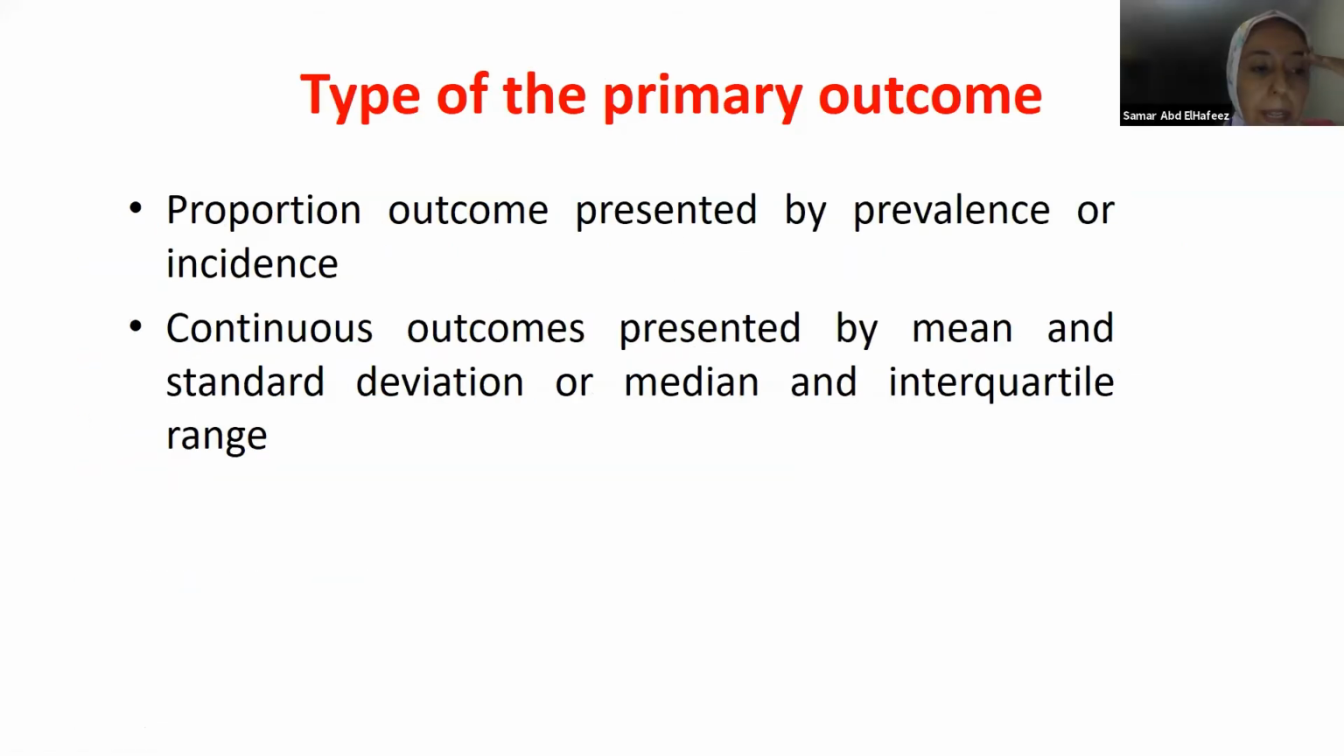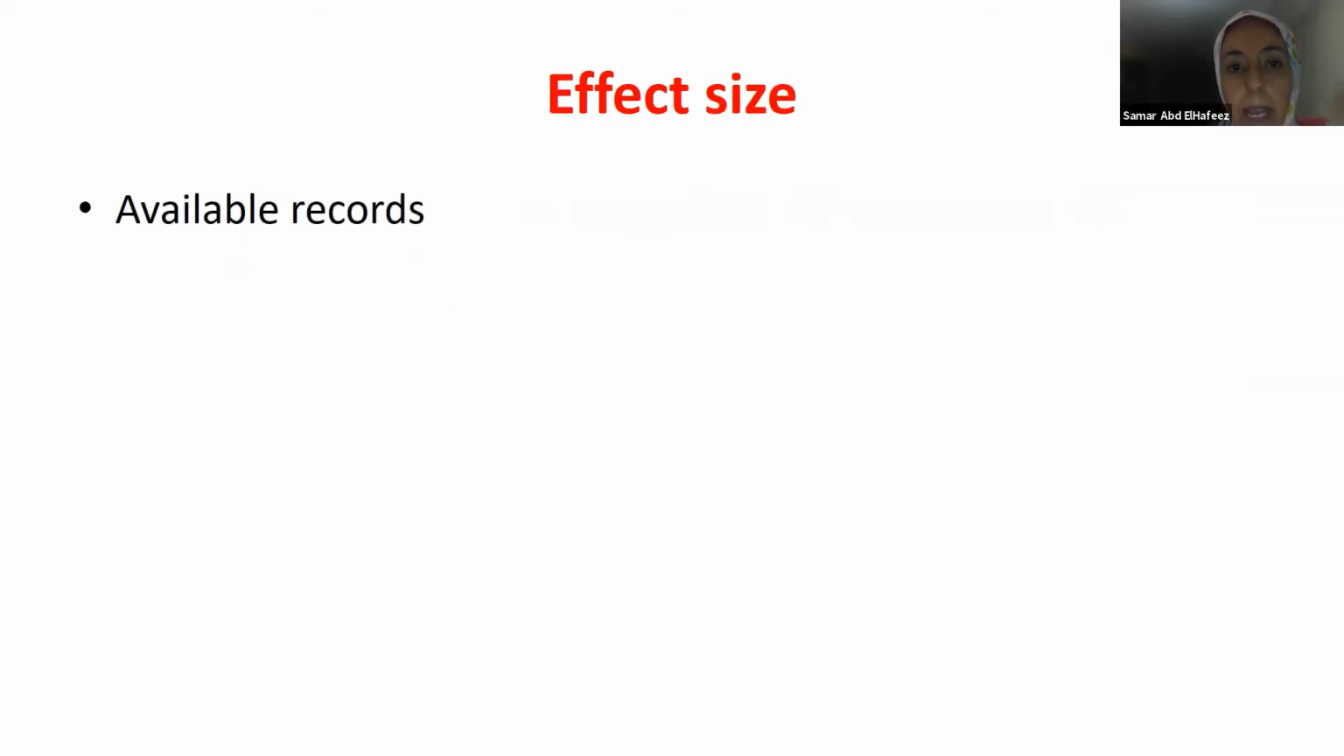So just to sum up, as we mentioned, the primary outcome for us could be reported by a proportion or could be a continuous outcome. And we have something which is called the effect size. The effect size is, I'm assuming that the new drug will reduce the blood pressure compared to the standard drug by a certain difference. How can I determine this difference? I can determine this difference if I have records from the previous literature.